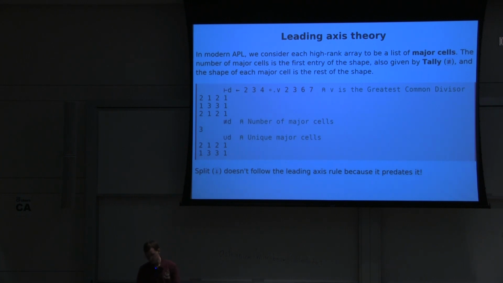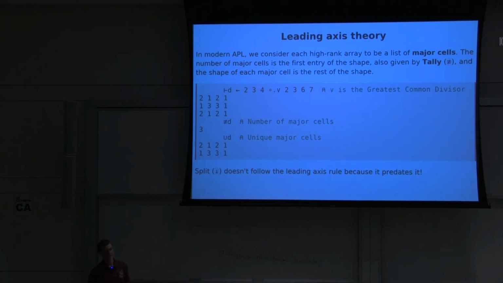But actually, one of the very surprising discoveries in APL, and one of the reasons we now call it modern APL, was the development in the 80s of this idea called leading axis theory, which is that the leading axis is privileged in a special way. Even though arrays aren't nested lists, we sometimes want to treat them like that. It's useful to treat an array as a list of major cells, whose length is the first element of the shape. That is, the list goes along the first axis.